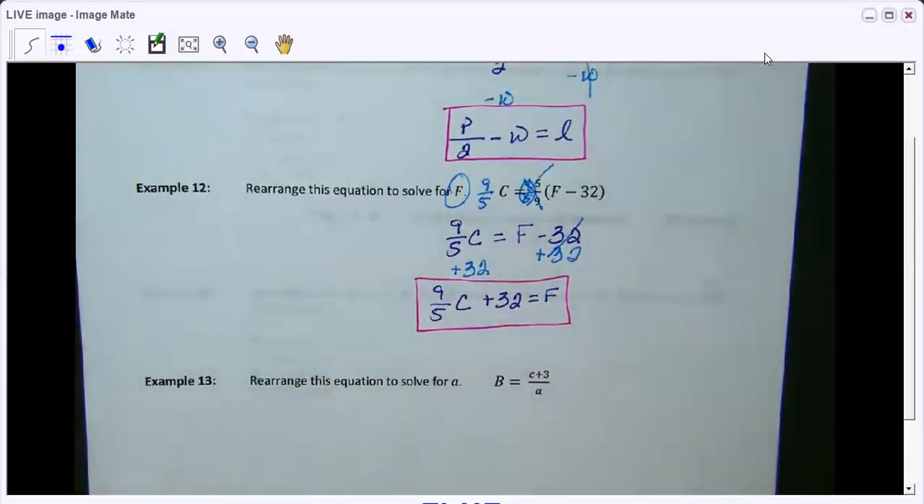Now, I think in your homework, they asked you to do the opposite conversion. If you were to solve for C in this one, now that we got here, what do you think you would do first? Yeah, you would minus 32, then multiply by the reciprocal. So you would do the reverse.